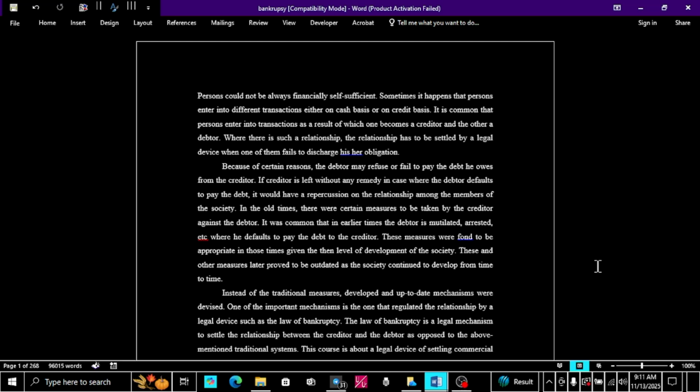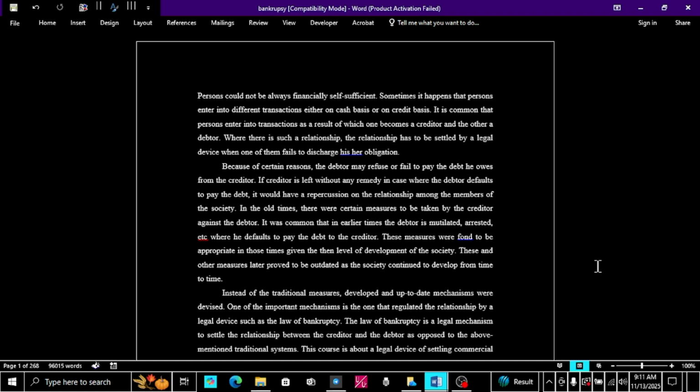Let's press Control left arrow to navigate to the previous words. B. Not. Good. Could. Persons. Yes.